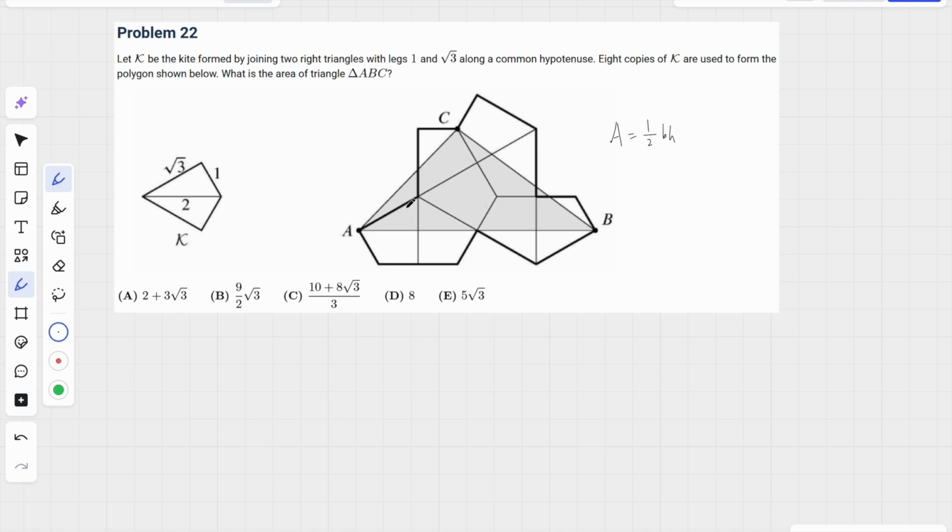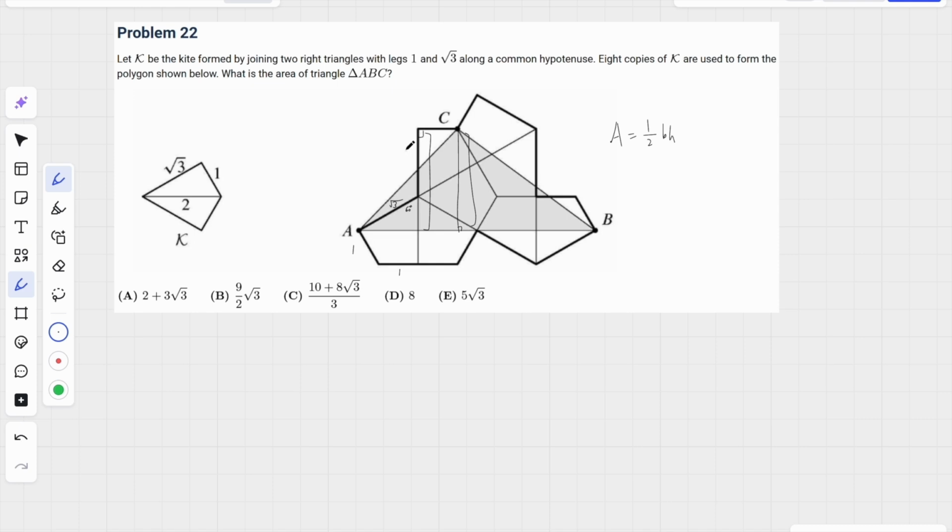And so let's start by labeling some angles. Here we can see this is square root of 3, this is 60 degrees, this is 1. And so first let's solve for the height. We know that this is a right angle. So the height from C to AB, this length, is equal to this length, since these lines are parallel.